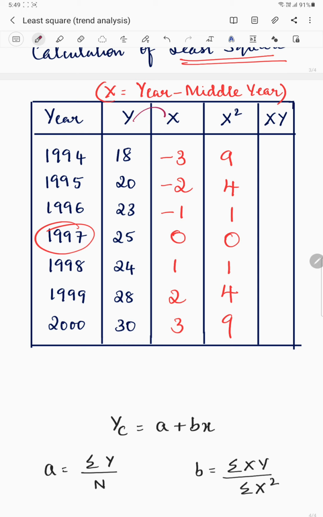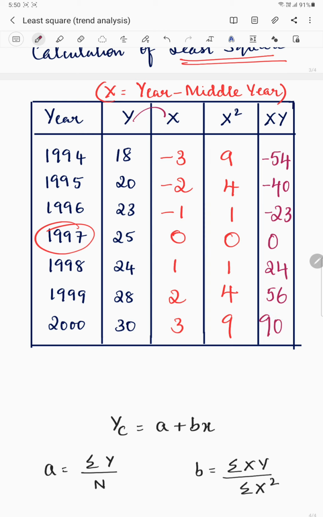xy is x into y. So x into y would be 18 into minus 3, minus 54. Then 20 into minus 2, minus 40. Then 23 into minus 1, that is minus 23. Then 24 into 0, 0. Then 24 into 1, 24. 28 into 2, that's 56. Then 30 into 3, 90.